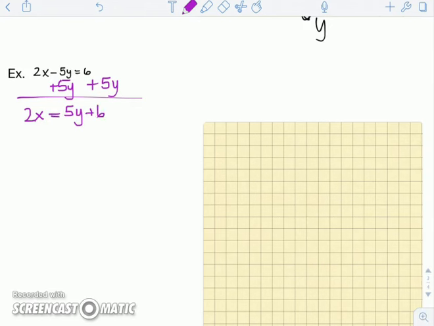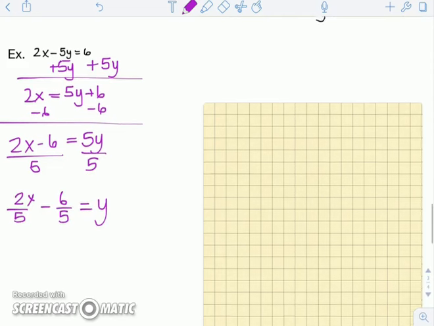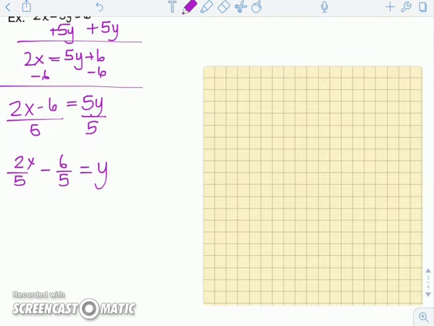I still need to get that 6 on the other side, so I subtract 6. 2x minus 6 is equal to 5y. I need to isolate the y, so I divide each piece by 5. I'm left with 2/5 x minus 6/5 is equal to y. That is my graph. Now I'm going to make an XY chart.